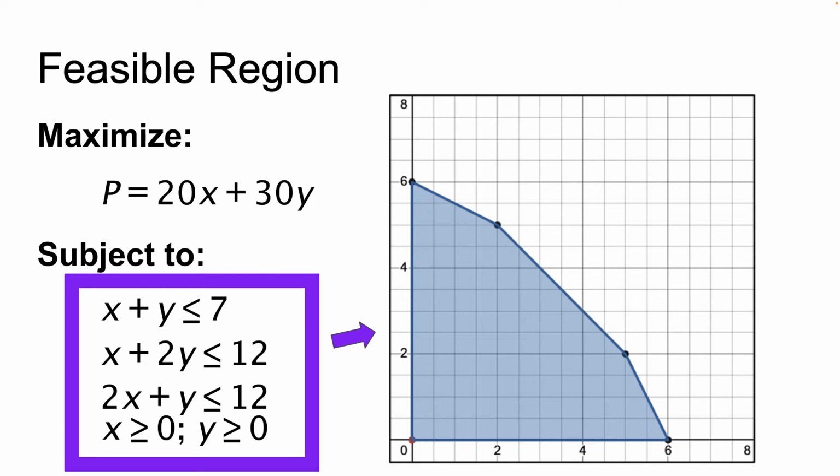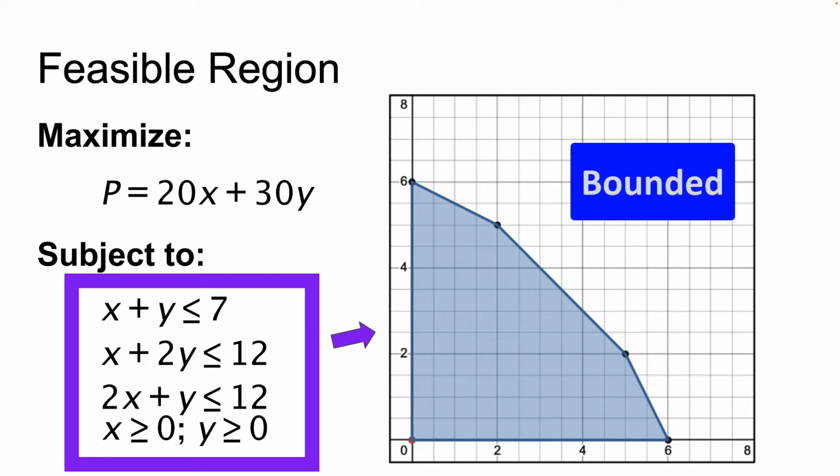We would say that this feasible region is bounded, and that is because there is a hard border on each side of this shape.